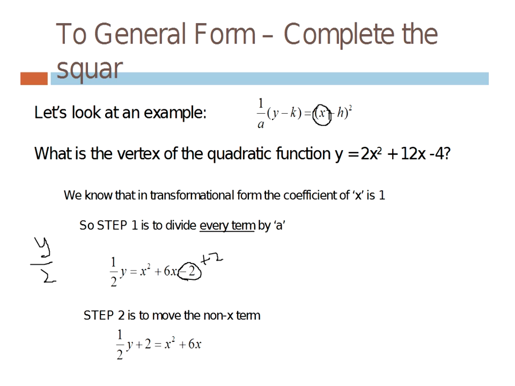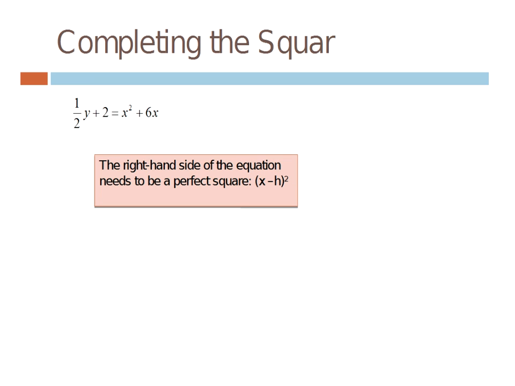And so if I add 2 to the left-hand side, I must also add it to the right-hand side. So now what we have is a quadratic that's not really in either form, but the right-hand side is almost a perfect square. Now we need it to be a perfect square so we can get it into the x minus h all squared form that the transformational form has, but it's not quite there.